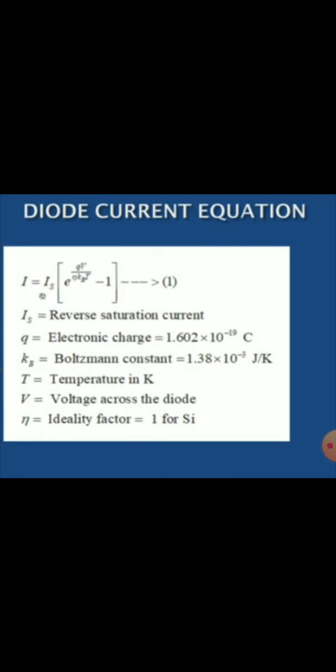Q, you already know, is the electronic charge with the value of 1.602 into 10 power minus 19 coulombs. Here Kb is the Boltzmann constant with the value of 1.38 into 10 power minus 23 joule per Kelvin. T is temperature, expressed in Kelvin. V stands for the voltage across the diode. N is the ideality factor. N is equal to 1 for silicon. This is the diode current equation.